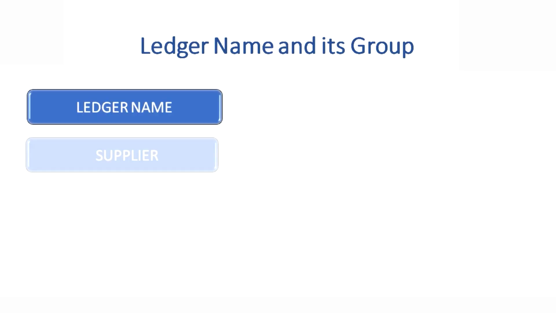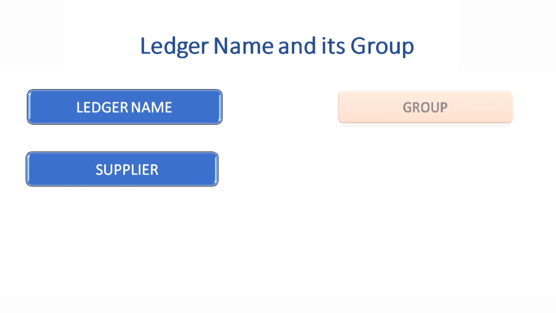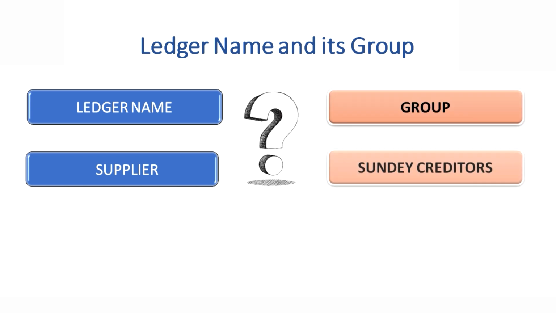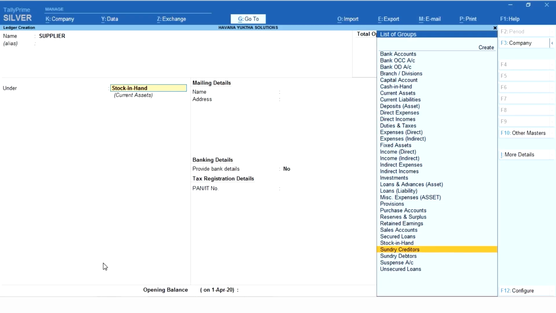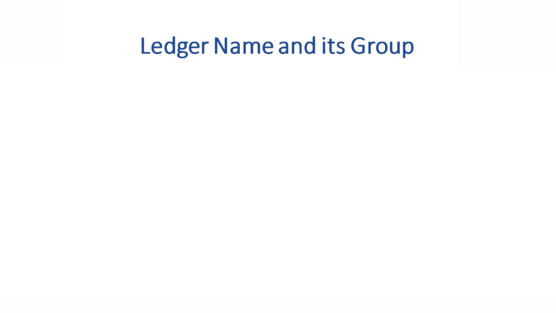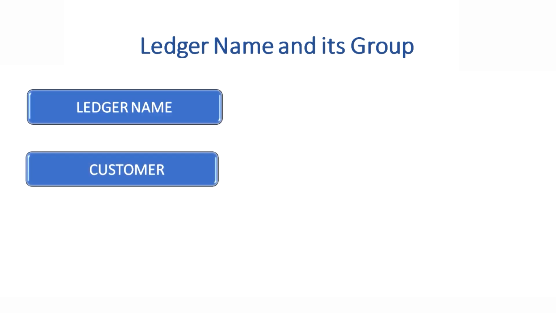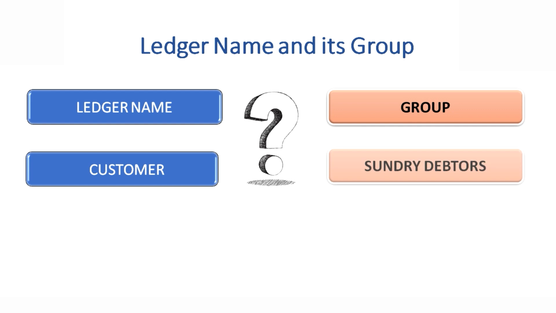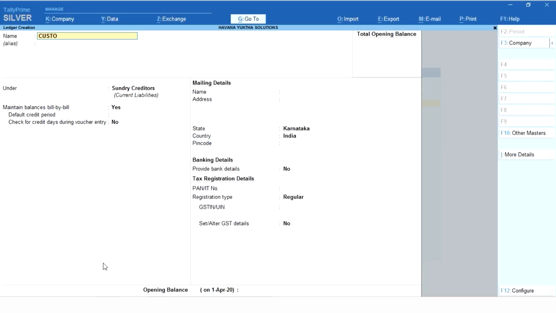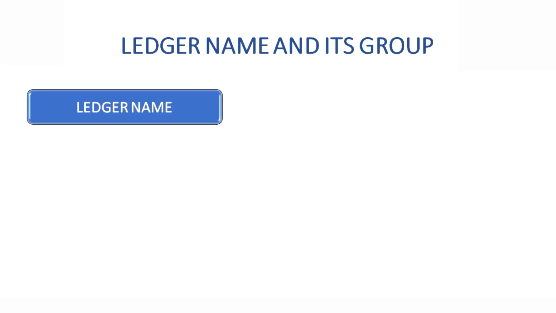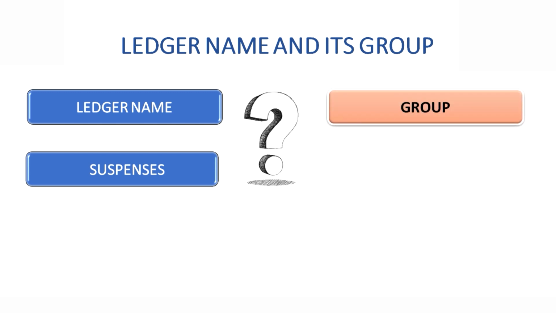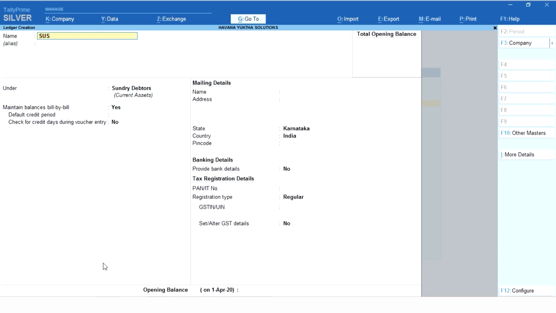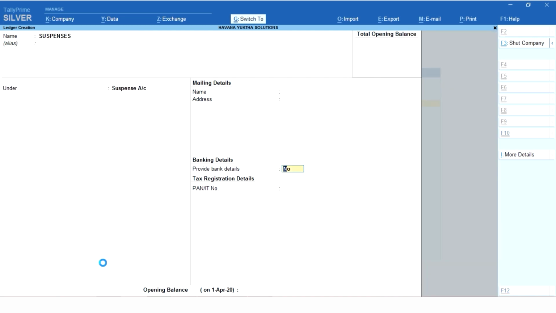So next we go with supplier ledger. It will be grouped under sundry creditors. So next we go with a ledger name called customer, which will be grouped under sundry debtors and we'll accept it. So next we go with a ledger name called suspense and this will be grouped under suspense account and we'll accept the screen.